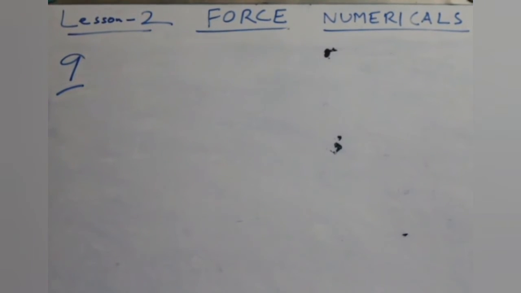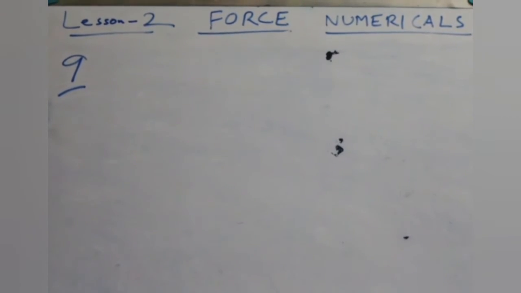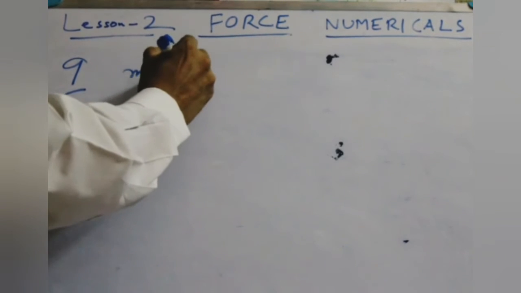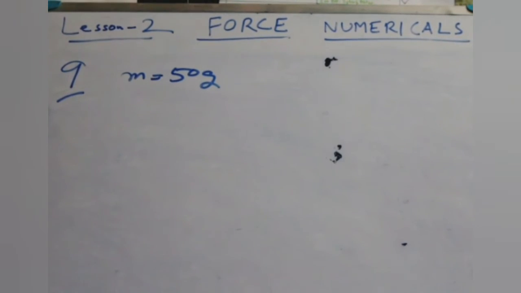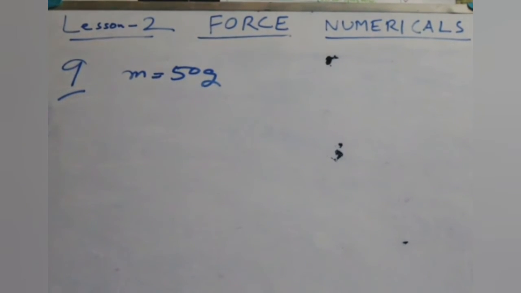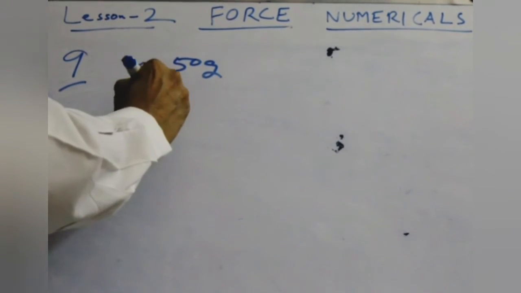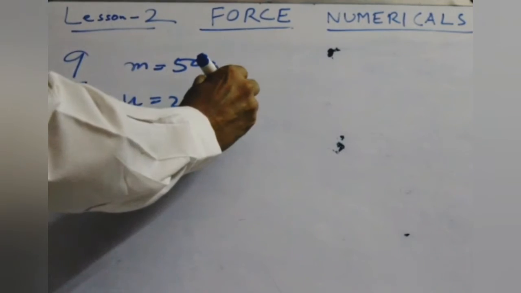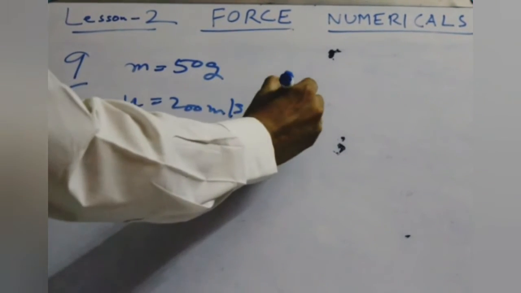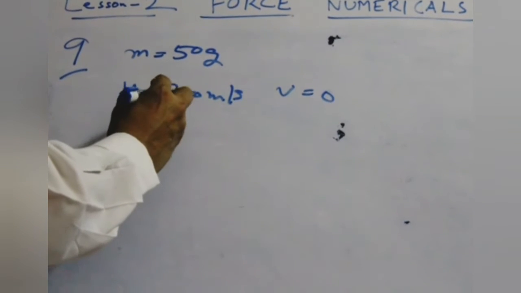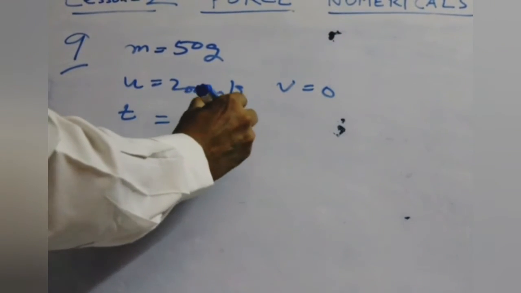Now the last sum of this chapter, sum number 9. A bullet of mass 50 gram, that means m is equal to 50 gram, strikes a wooden log with a velocity of 200 meter per second, that means initial velocity 200 meter per second, and is brought to rest, that means v equal to 0, in 0.1 second, that means t equal to 0.1 second.